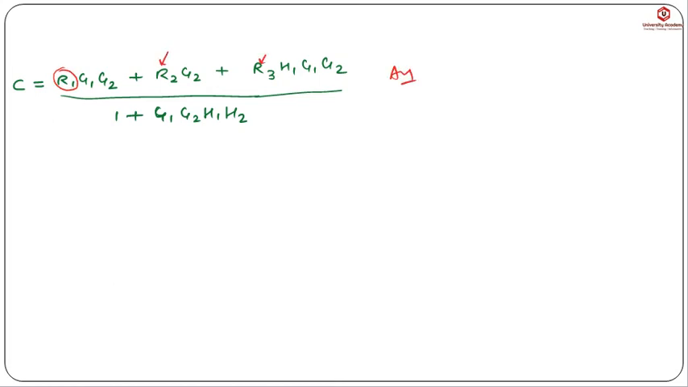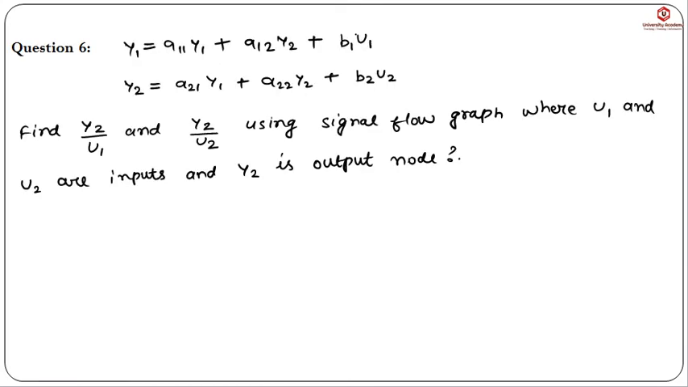Now let us see the last question. In this question the signal flow graph is not given, we are given node equations. That is, y1 is equal to a11 y1 plus a12 y2 plus b1 u1, and the y2 equation is given, that is a21 y1 plus a22 y2 plus b2 into u2. So now we have to find the transfer functions y2 by u1 and y2 by u2 using the signal flow graph, where u1 and u2 are the inputs and y2 is the output node.